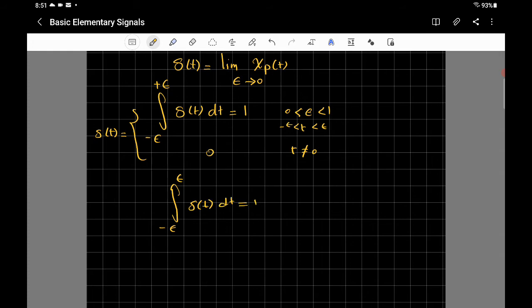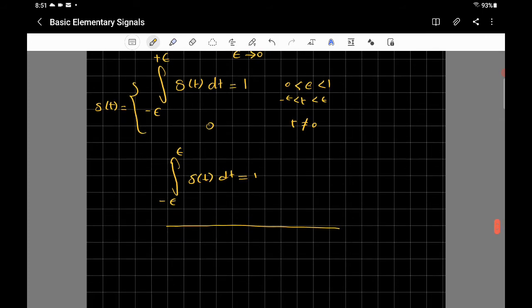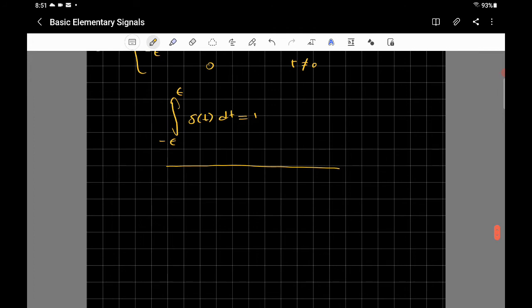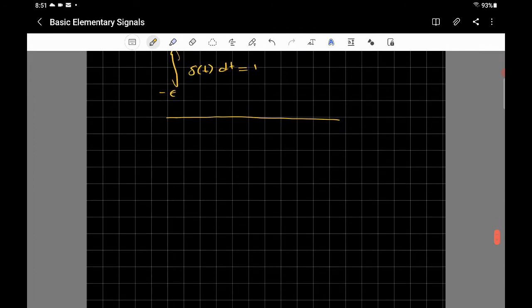All right, and epsilon is so small. Actually, the unit impulse signal, it's also called delta or Dirac delta signal, has many important properties. We'll take it one by one.